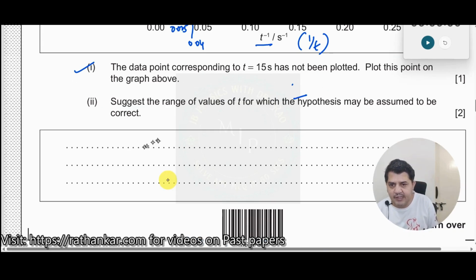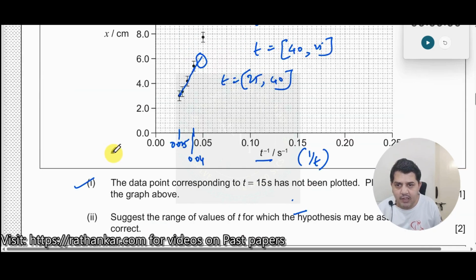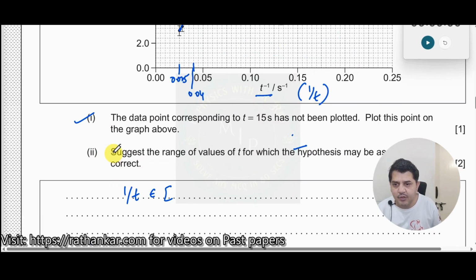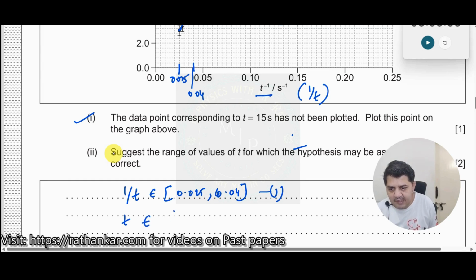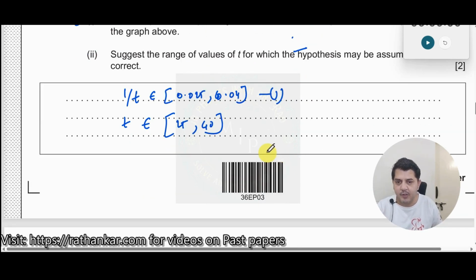So you just need to write, for the values of 1 by t, this is being true for 0.025 to 0.04. Okay, this will carry 1 mark. And for the values of t, this is seen to be true for 25 to 40. Okay, so this ends this question. Okay, tomorrow we will see the next question.